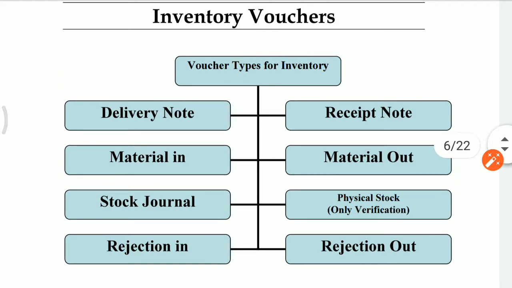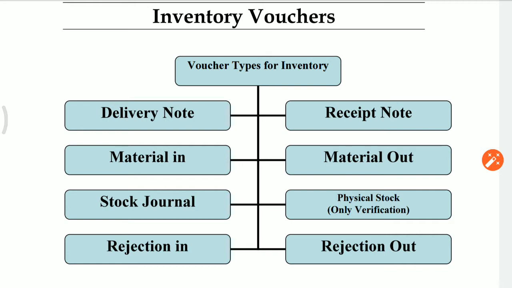Delivery note, receipt note, material out, stock journal, physical stock, rejection in, rejection out. First one is delivery note, means you want to give delivery notes, that you want to transfer goods from your godown to another godown, or you want to transfer goods to debtors godown, that time delivery note will print.